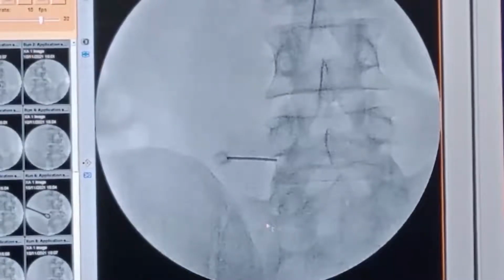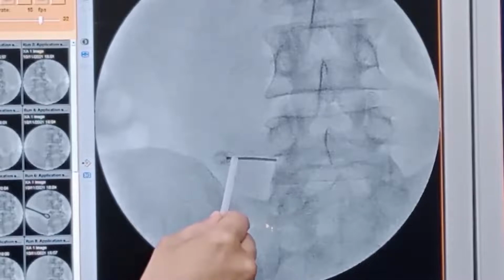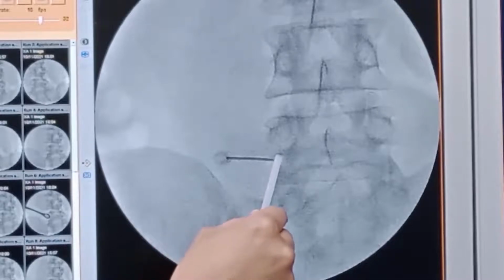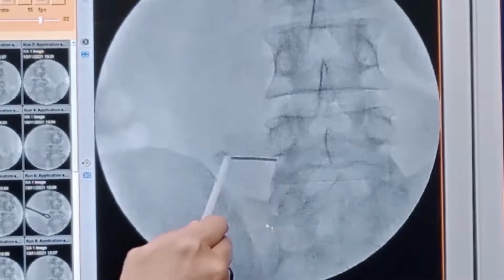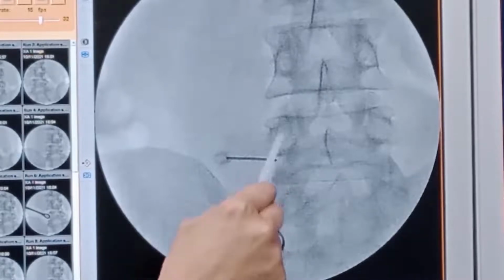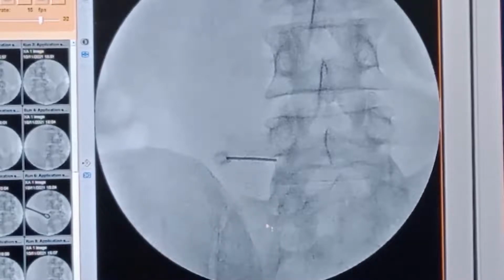So in this safety view of AP, we have got the pedicle roundabouts over here. The needle tip position should be bisecting the pedicle in two halves, and the tip of the needle is outer to the 6 o'clock position. So it should not go further than the 6 o'clock position, otherwise it would be too far medial, leading to the dural sheath puncture.